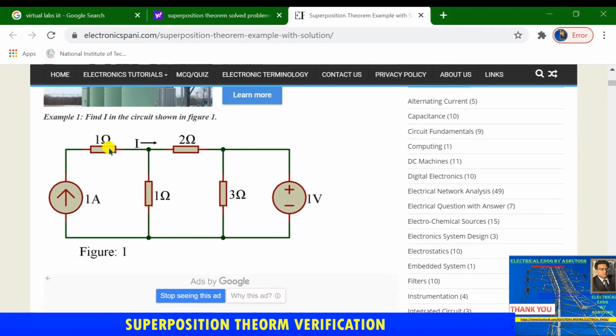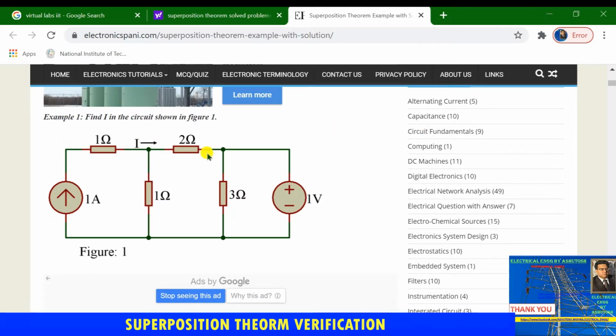This is the circuit. A 1 ampere DC current source is connected at the left side. A 1 volt DC voltage source is connected at the right side. Then 1 ohm, 2 ohm, 1 ohm and 3 ohm resistances are connected, and we have to find I. Find I in the circuit shown in figure 1. So what do we have to find out? The value of current in this branch, the 2 ohm branch. So we have to apply the superposition theorem.